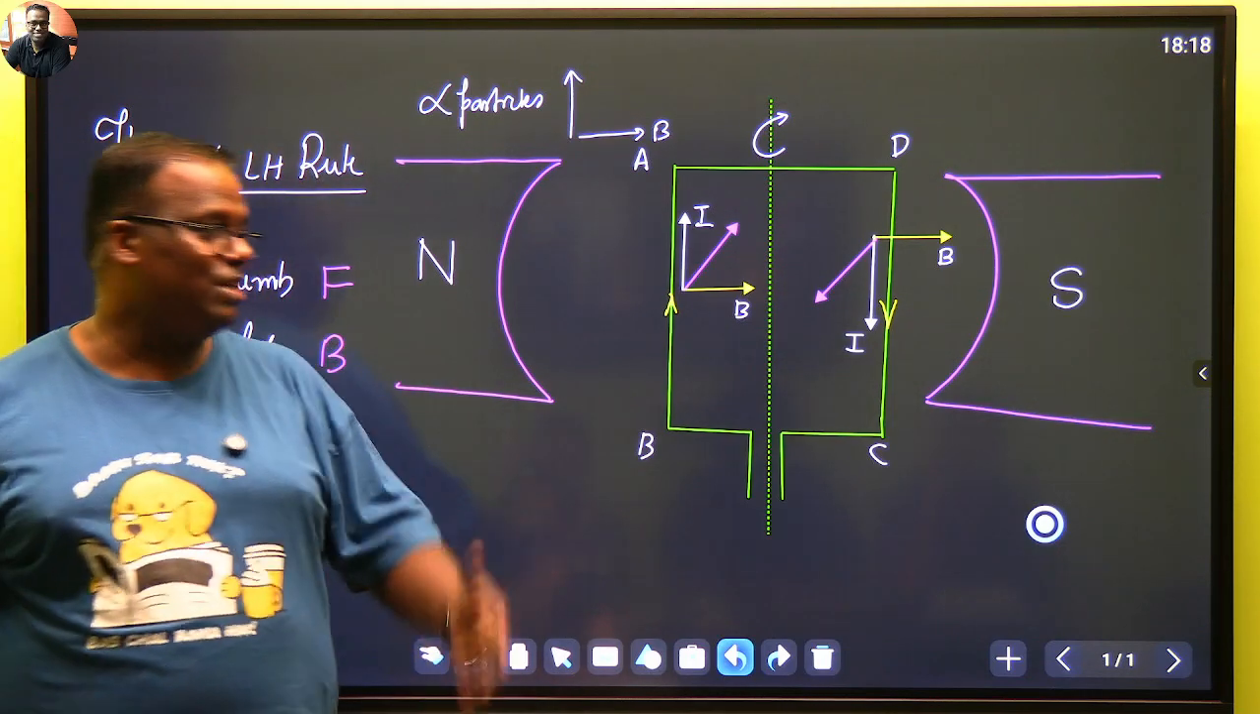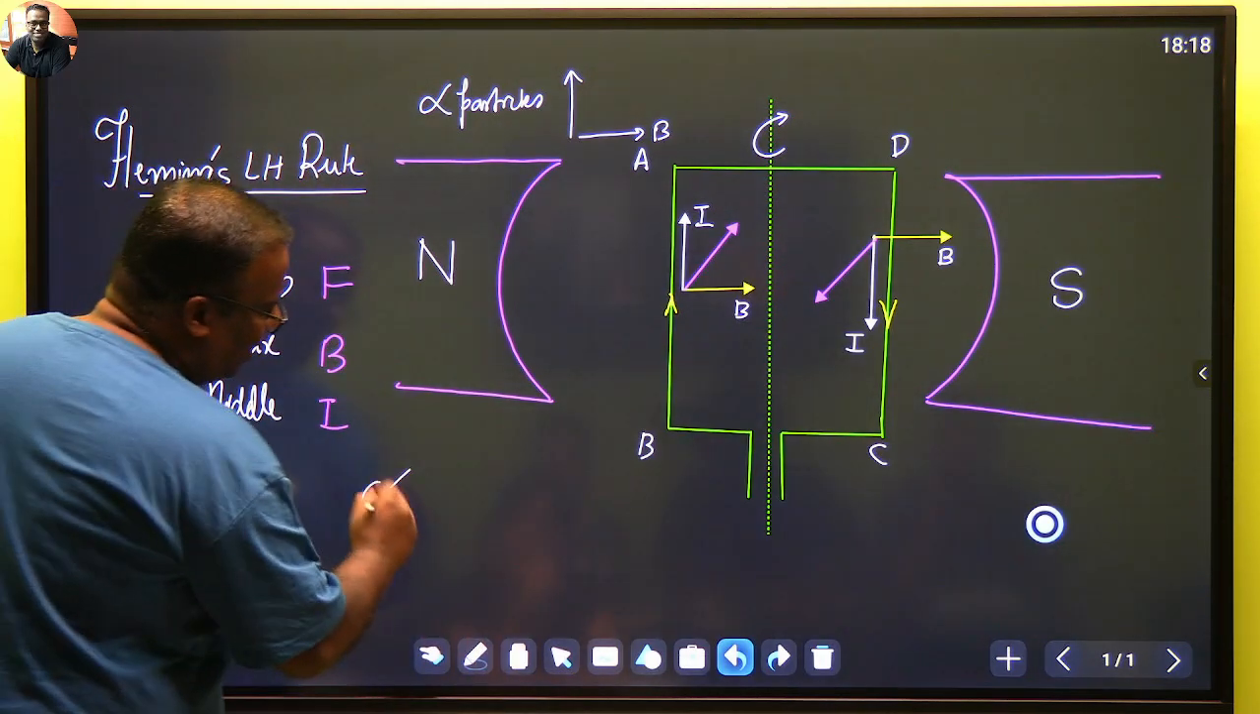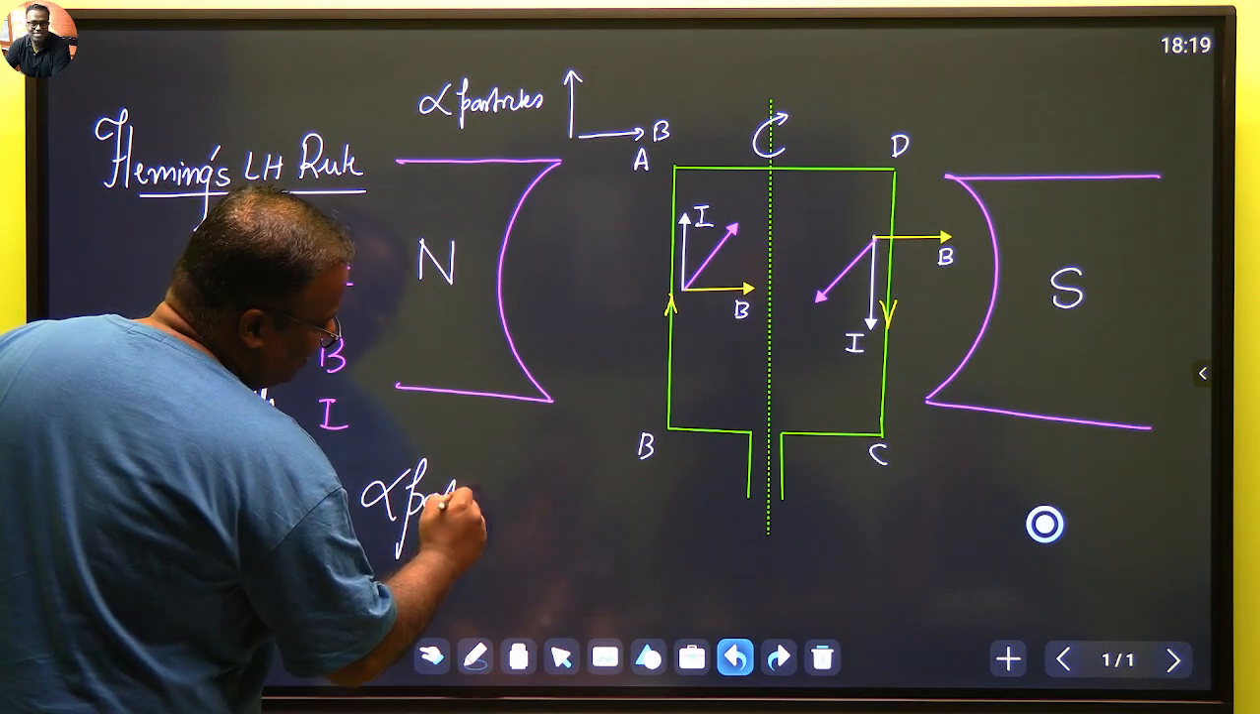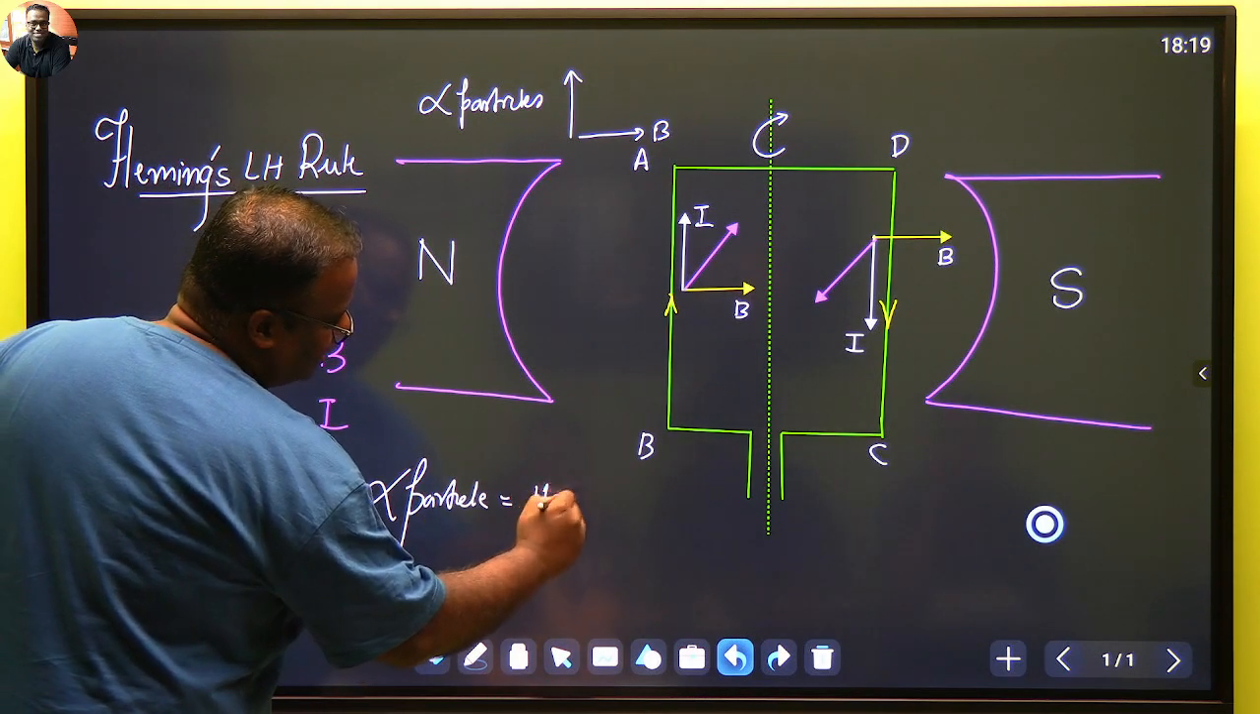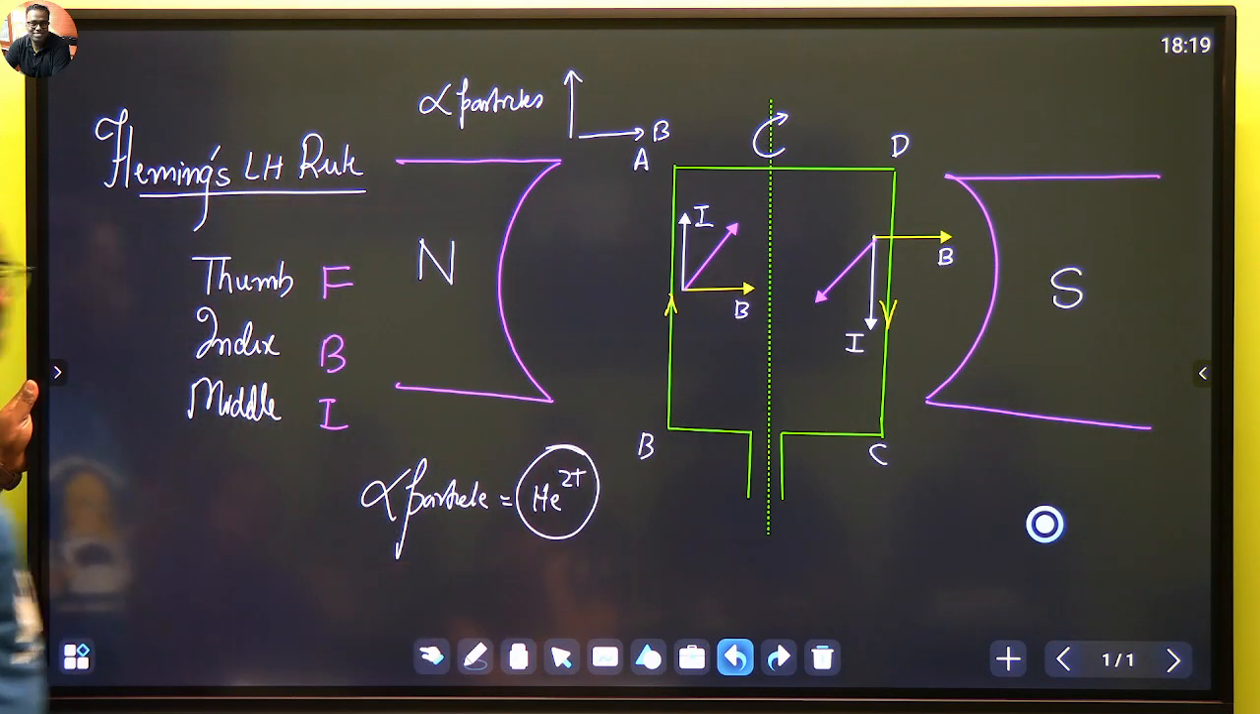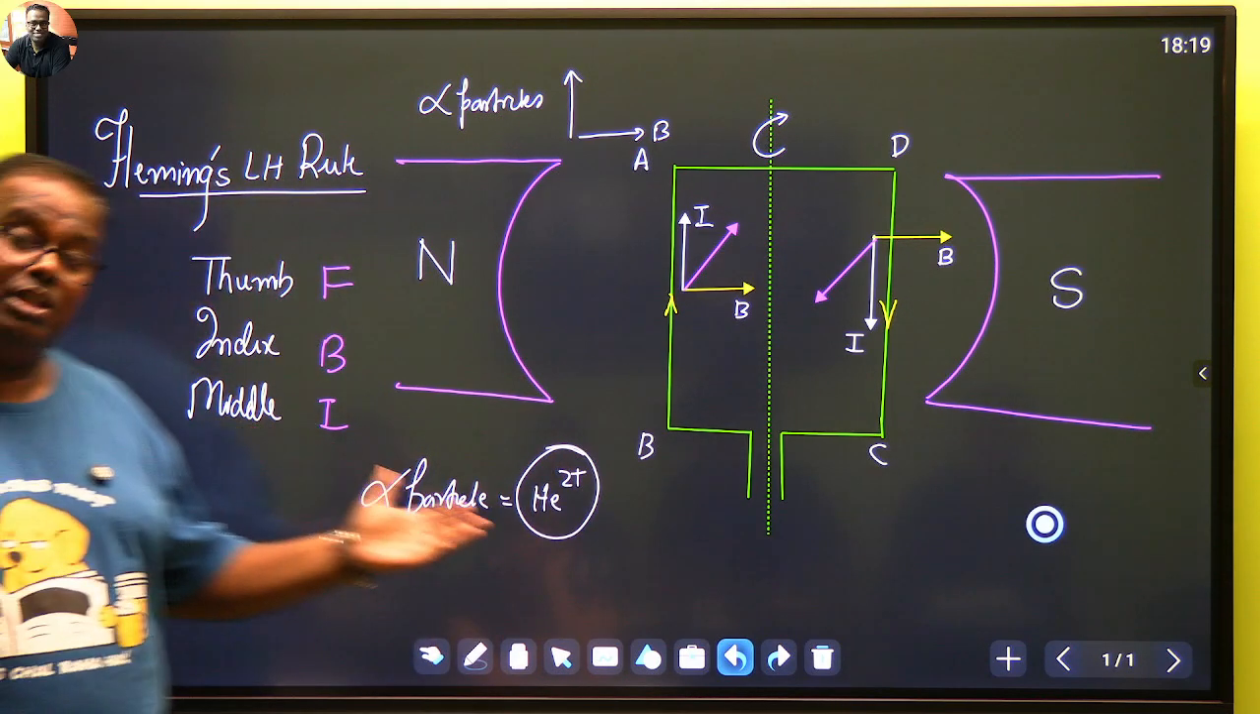Now for that we have to first understand what is this alpha particle. This we had told you in grade 9. Alpha particle is a doubly charged helium nucleus. Basically they are positively charged particles. They can constitute a current.